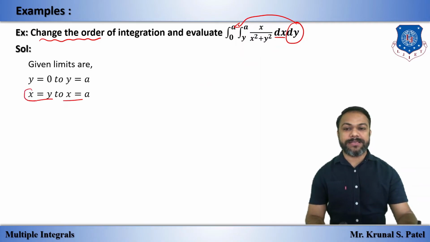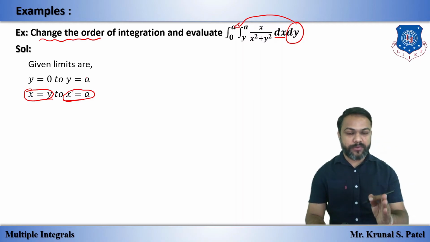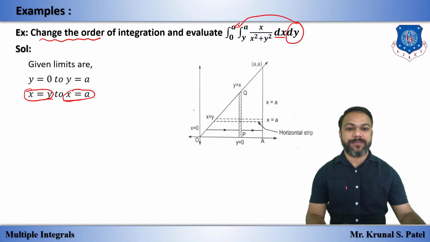x is equal to y is a line passing through the origin, making 45 degrees, and x is equal to a is also a line which is parallel to the y axis, passing through a at a distance. So we have this line, x is equal to y, and this is x is equal to a. This is our given horizontal strip. This is given.